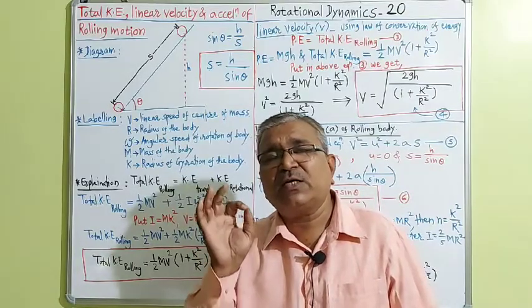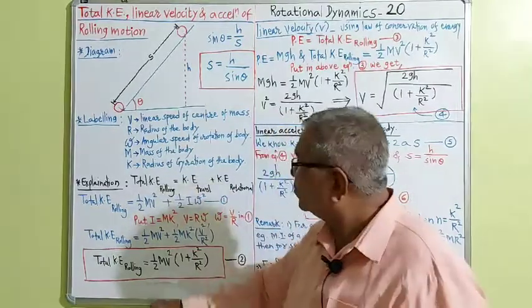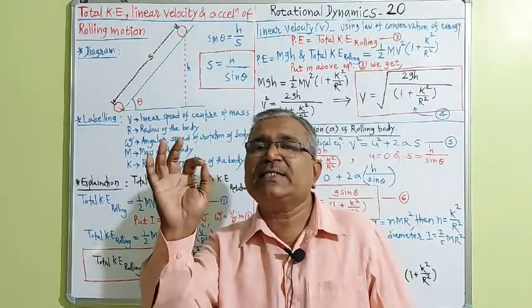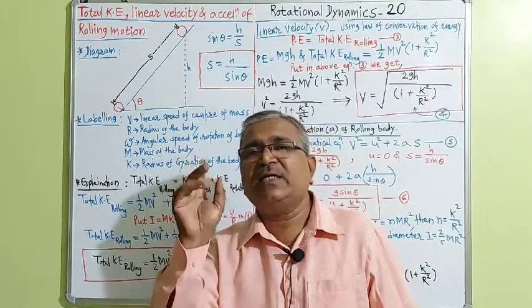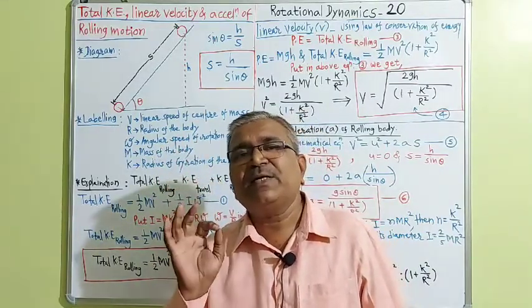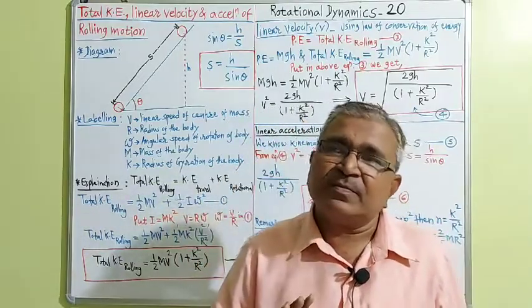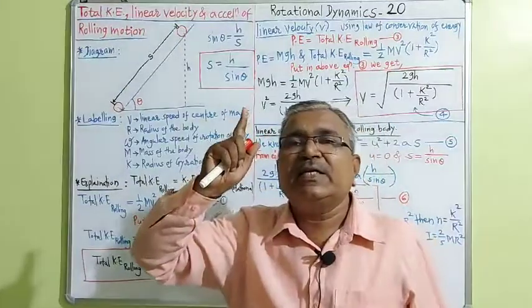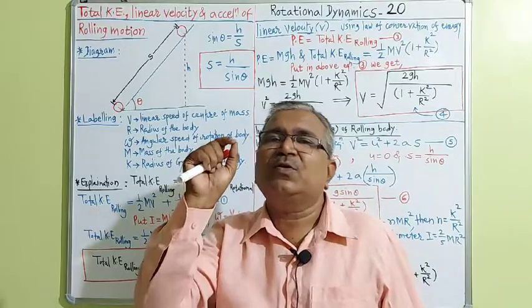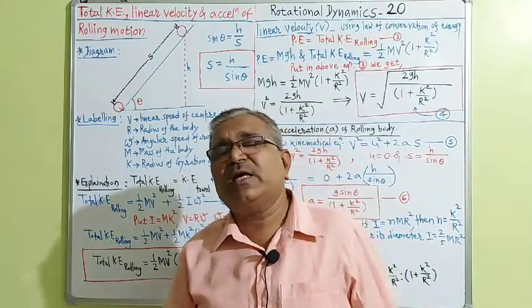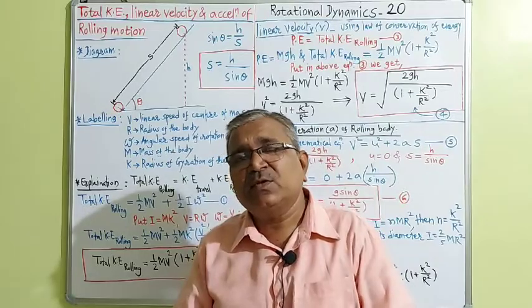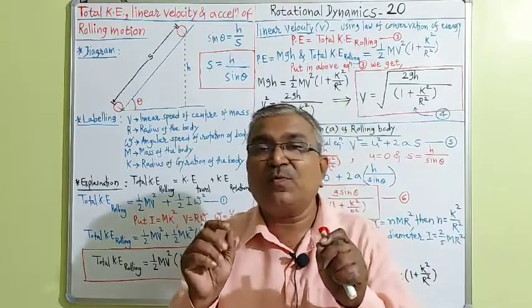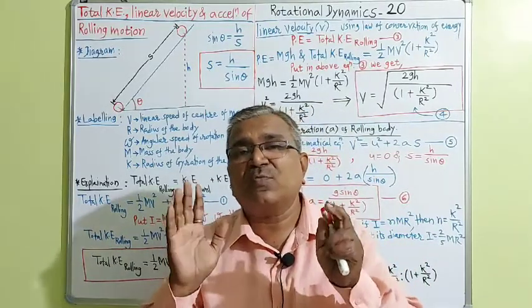Remember well, total kinetic energy of rolling motion is equal to 1/2 mv square into bracket 1 plus k square upon R square, where k is radius of gyration of the body and capital R is radius of the rolling body. So after completion of the total kinetic energy, we want to calculate linear velocity V of rolling motion. So how we can calculate linear velocity?